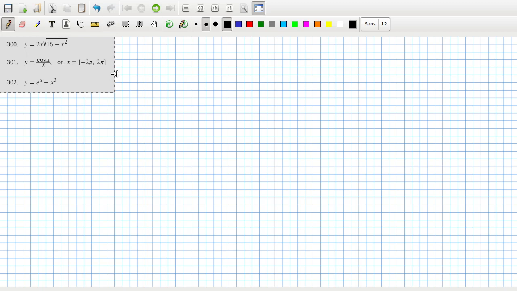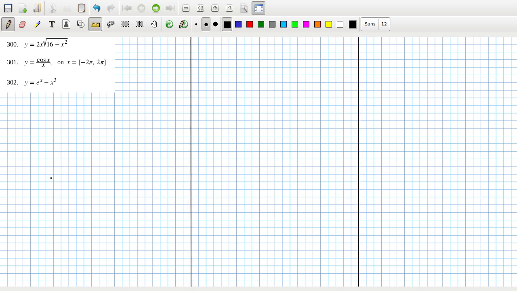Right. Let's see now. So you can see that the roots are at 4, minus 4, 0. Minus 4, 4, 0.